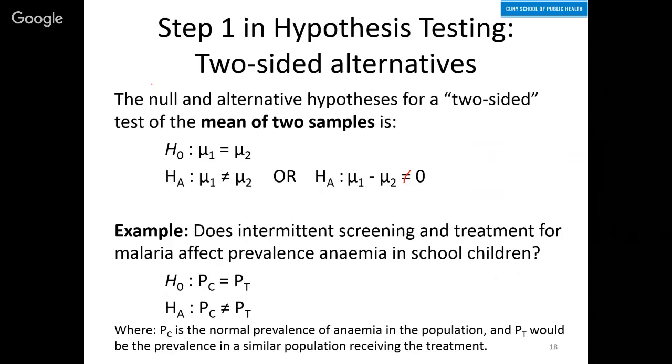So in that clinical trial example, there were two populations. There was the population receiving the placebo, the business as usual treatment, and the population receiving the new treatment, with the null hypothesis that the prevalence, well, one of the outcomes being anemia, that the prevalence of anemia in the control and the treatment populations are the same, alternative that they're different.